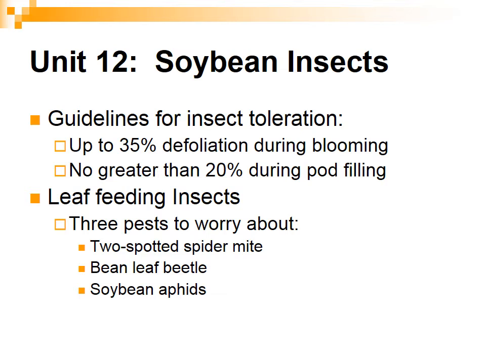Jumping to the next slide, here's some guidelines, and I mentioned it generally takes a lot more problem than what we think about as you go out to the field. But when we talk about insect toleration, or what are those thresholds that might cause economic yield loss, it is up to about 35% defoliation during blooming. So that might be, depending on planting time, let's just say late June, early July, something like that.